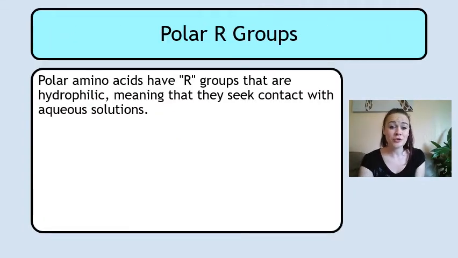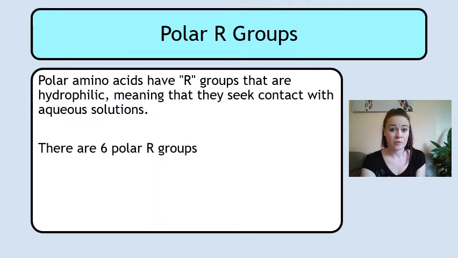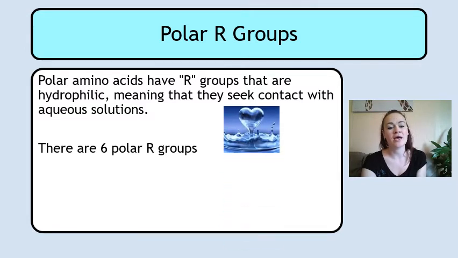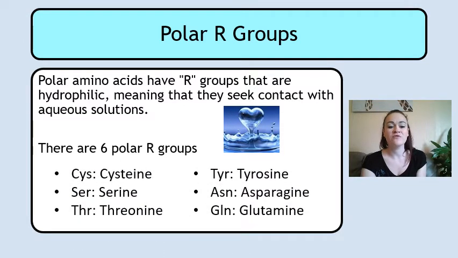So the next group we're going to look at is the polar group. Now, these are the ones that are hydrophilic. So they love water. They will move towards water. They're attracted to water molecules. And there are 6 polar R groups. We've got cysteine, serine, threonine, tyrosine, asparagine, and glutamine.